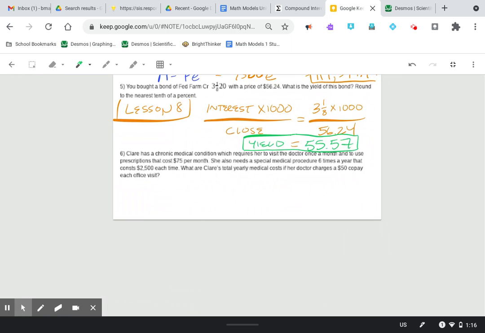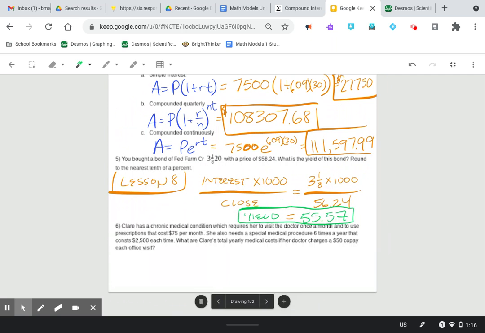Okay. The next question and the next few questions are more or less problem-solving questions. They went over a bunch of these in this lesson. It says here, Claire has a chronic medical condition which requires her to visit the doctor once a month to use prescriptions that cost $75 per month. She also needs a special medical procedure 6 times a year that costs $2,500 each time. What are Claire's total yearly medical costs if her doctor charges $50 copay each visit?